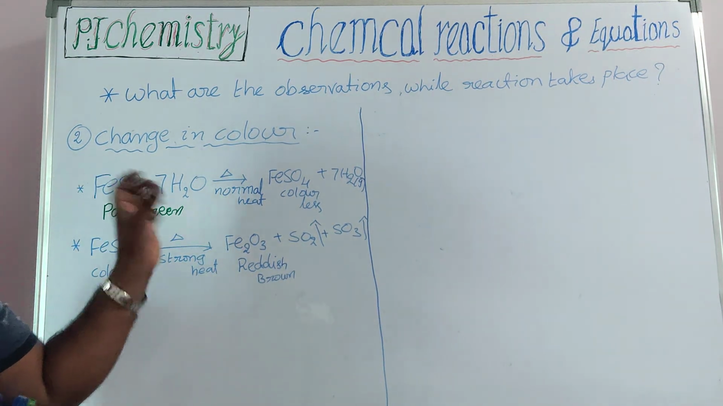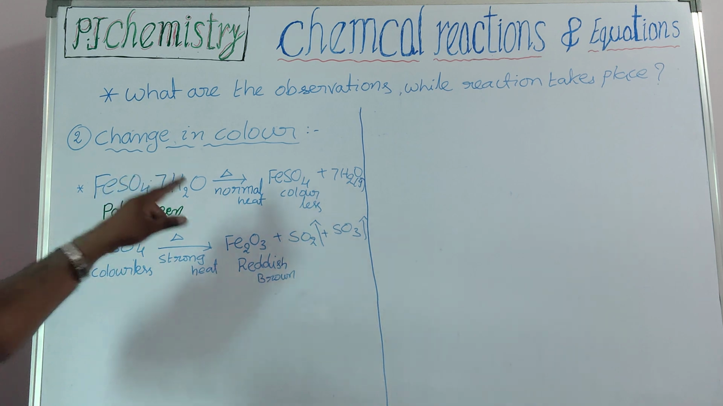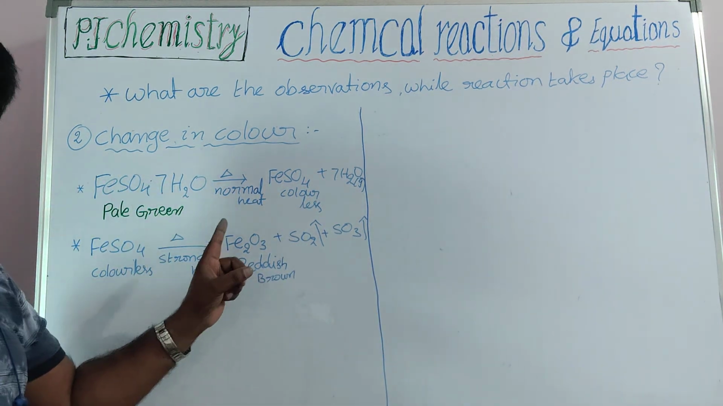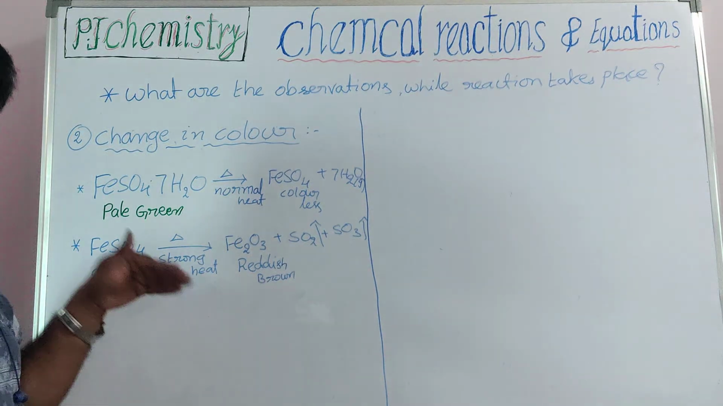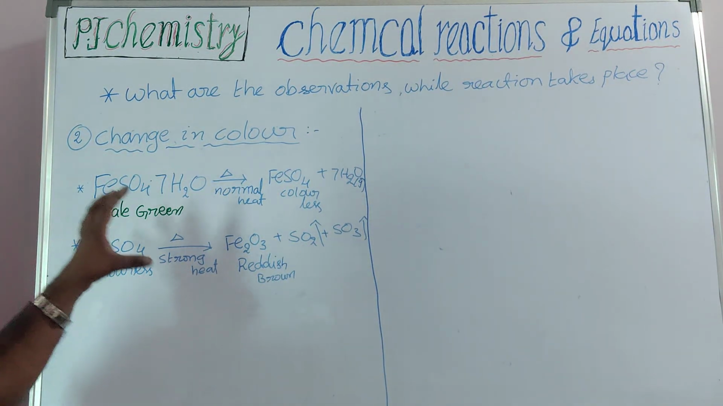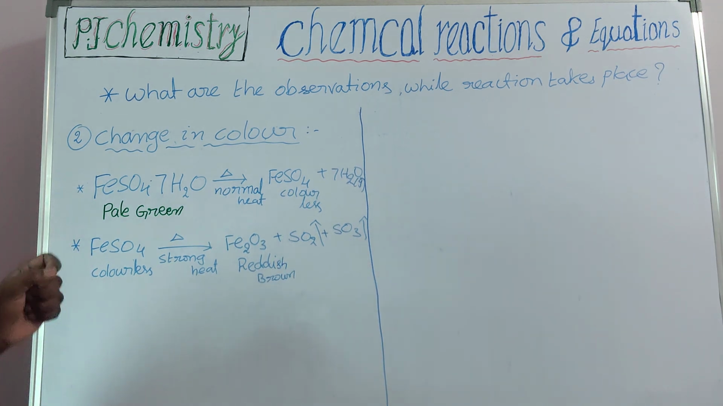So here, what you have to remember is: under normal conditions, what products appear and what color changes happen. When we give strong heat, what happens? If you keep these observations clearly in mind, it is very easy to overcome that question.